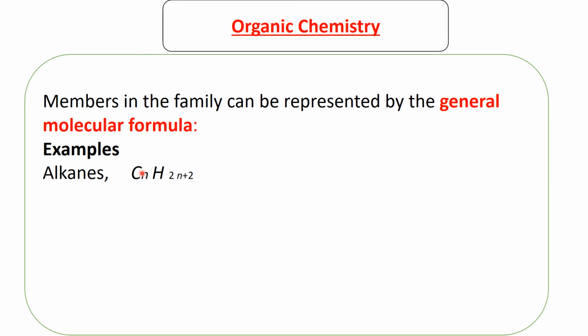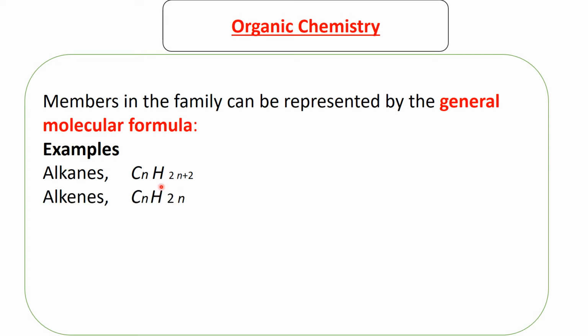Another example is, let's say we have 10 carbon atoms here. So we're going to put 10 where n is. So it will be 2n plus 2, so 2 times 10 plus 2. 2 times 10 is 20, plus 2 is 22. So if there are 10 carbon atoms, there are going to be 22 hydrogen atoms.